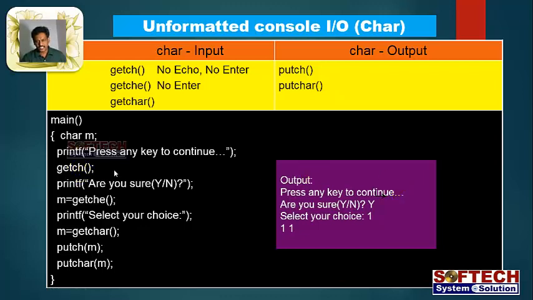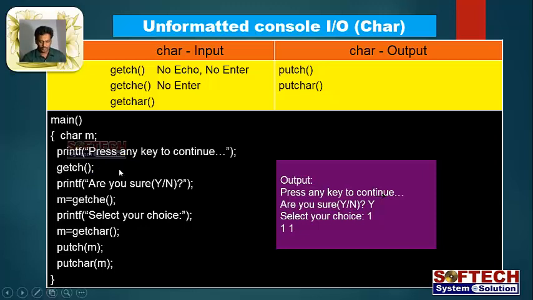But in getch, it waits to accept a character, but that character is not displayed on the screen. We don't need to press the enter key. The character is not displayed on the screen. That is no echo. If it is displayed on the screen, that is echo. So with getch, if we give input through the keyboard, that character is not displayed on the screen, and we don't need to press the enter key.